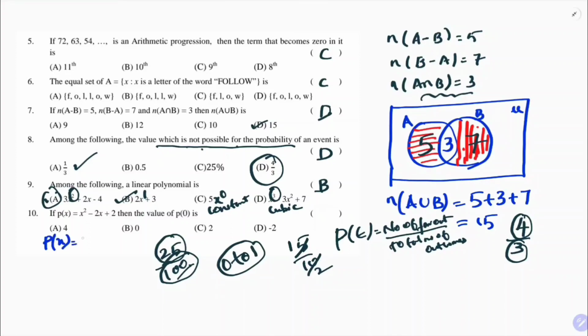So P of 0 means in place of x, we need to substitute 0. So 0 and here also 0. So 0 square is 0. And minus 2 into 0 is 0, plus 2. So the correct option is 2, which is C. So the correct option for the 10th one is C.